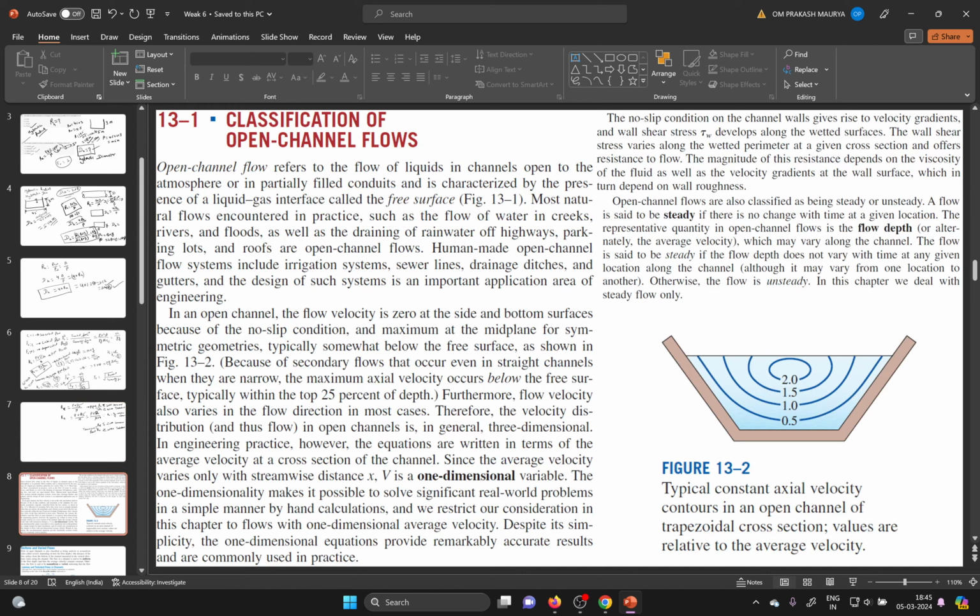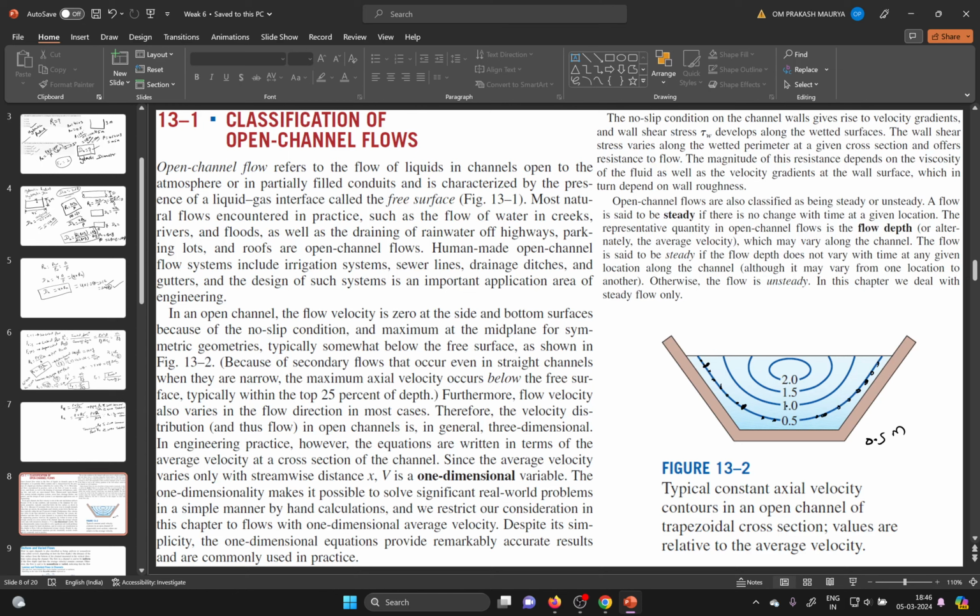One figure is visible, figure 13.2. Yes, sir, visible, sir. This is the velocity contour actually, and what does this velocity contour mean? Here and here and here, everywhere the velocity is 0.5. So a contour is a line which joins all similar velocity points. So this is the velocity contour. Similarly, these lines have everywhere 1.0 meter per second velocity, 1.5 and 2.0 meter per second velocity.